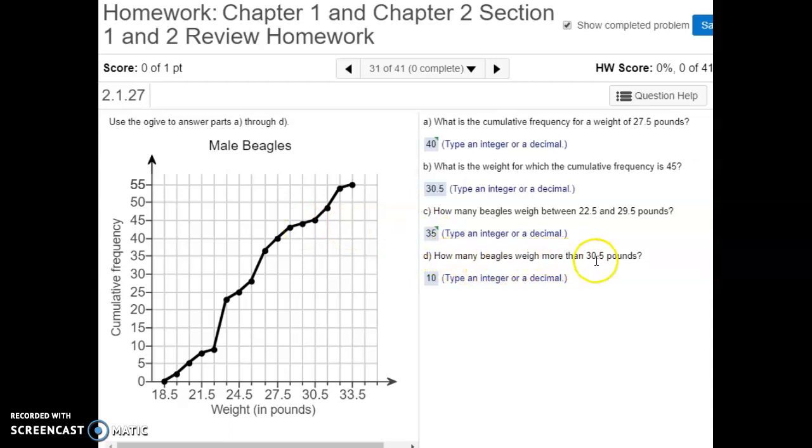How many beagles weigh more than 30.5 pounds? So at 30.5, we had 45 up to that point, and we end our ogive at a total of 55. So there's 10 more after that point. So 10 would be how many weigh more than 30.5.